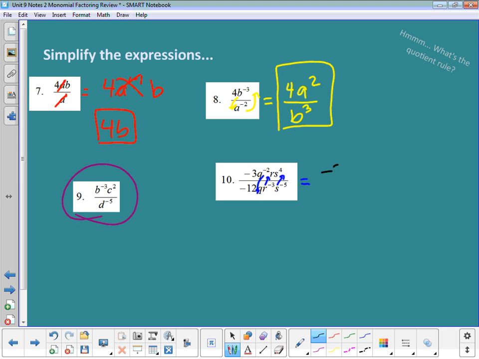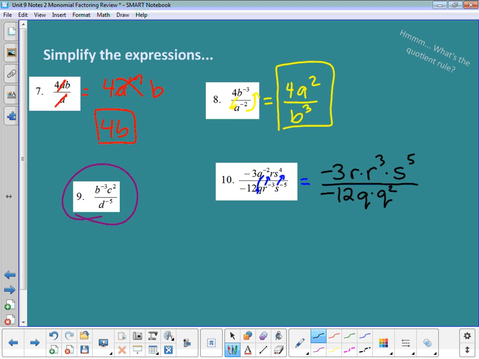The negative 3 stays there. Then I have r, which was already there. I moved the r to the negative third up, which became r to the positive third. And I moved s to the negative fifth up, which becomes s to the positive fifth. In the bottom, the negative 12 I haven't touched. And then I'm going to keep the q that was there raised to a positive power. I'm going to bring the q to the negative second down. So that's q to the positive second. And now I've moved everything that needs to be moved.